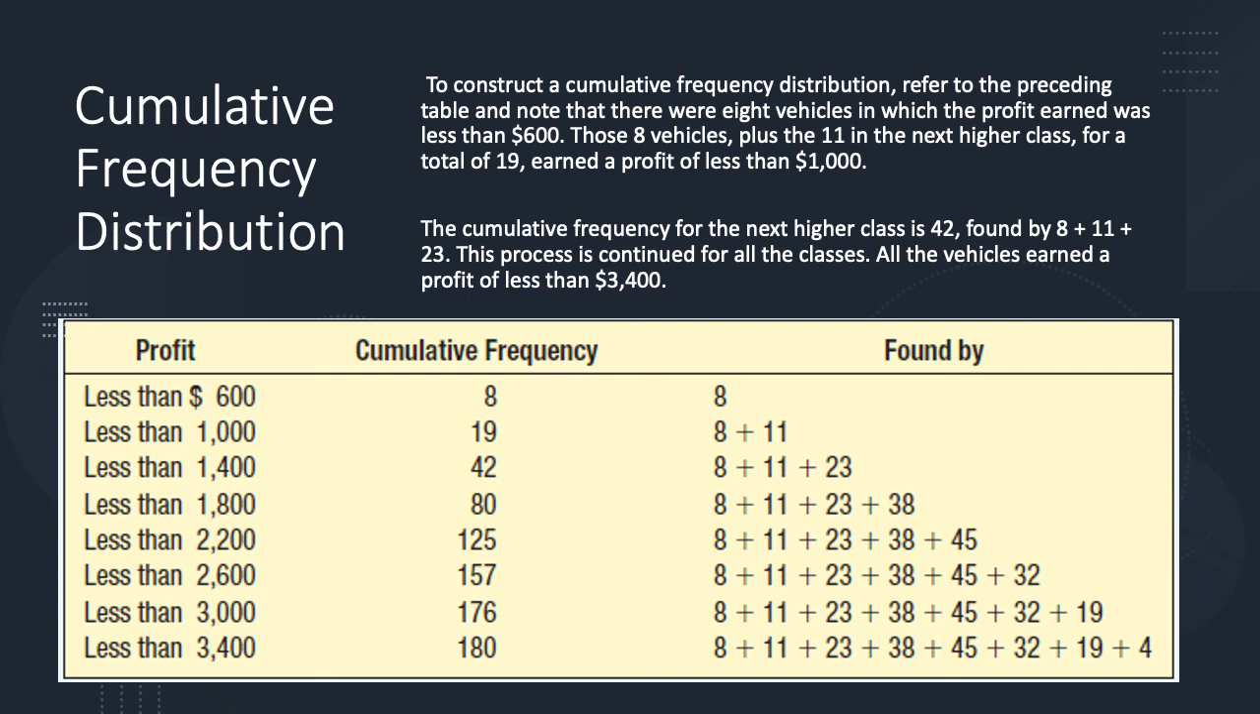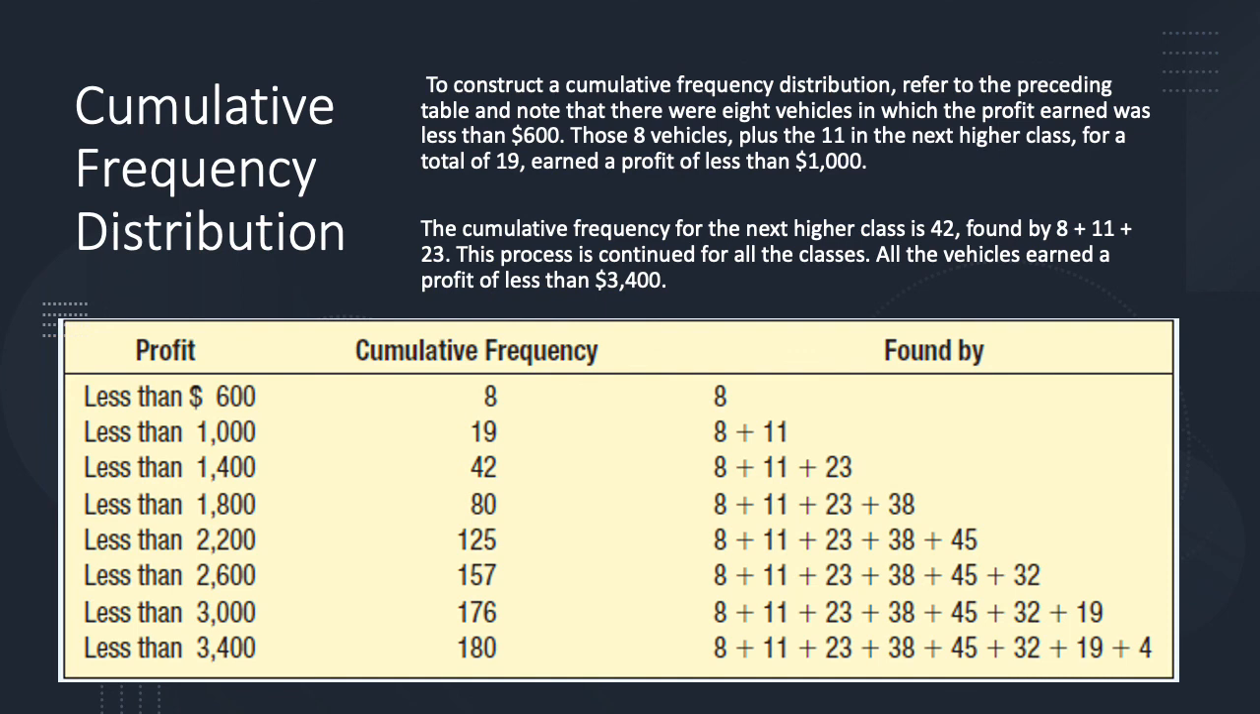For our profit section, notice that our class names have changed. In this case, we're just listing the maximum. In the first group, we're going to say all vehicles that received a profit of less than 600 are in the first class. The second is all vehicles less than 1,000. So what does that mean?